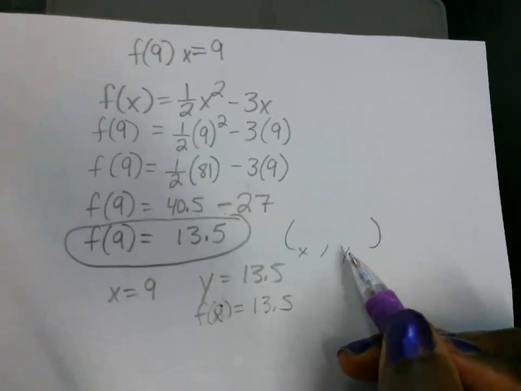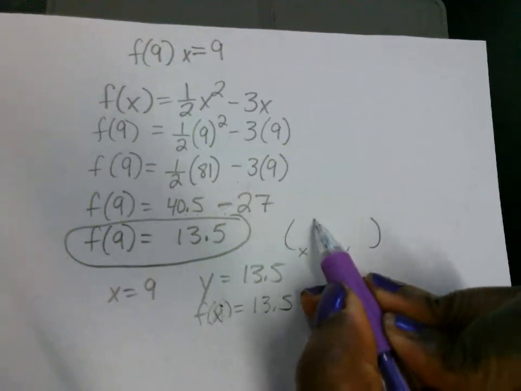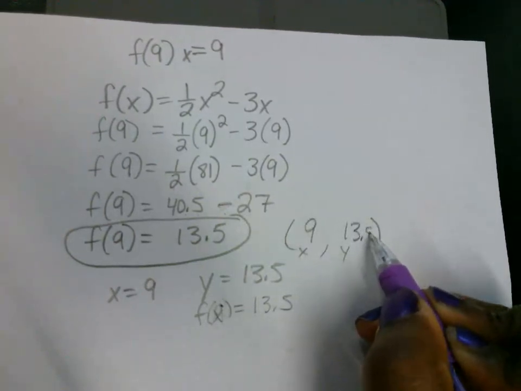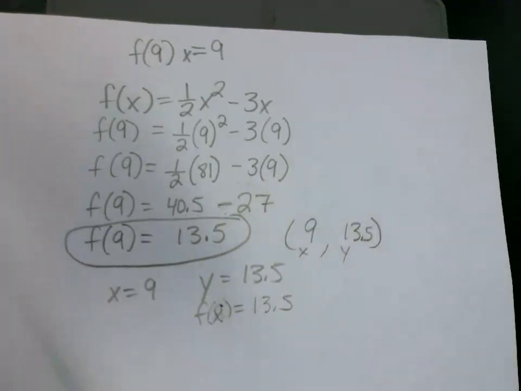How would I write it as an ordered pair? 9, comma 13.5. Good job. Okay. Any questions, comments, or concerns? All right, I'm going to give you time to write.